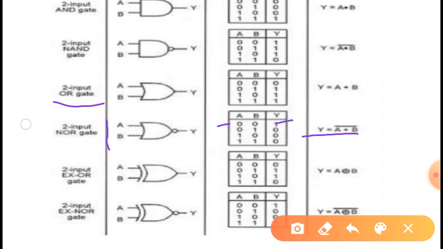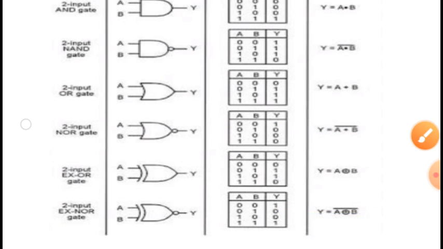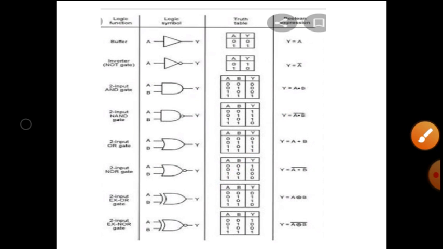The next gate is the XOR gate. The XOR gate also has two inputs and one output. The output of the XOR gate is high whenever either of the inputs is high. And the XNOR gate is an inverted form of the XOR gate. So the output is low whenever either of the inputs is high. So these were some of the logic gate types.